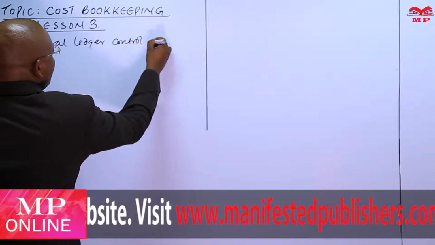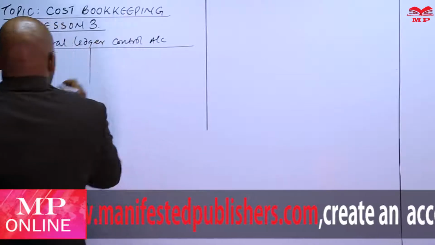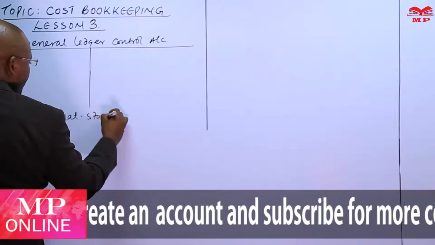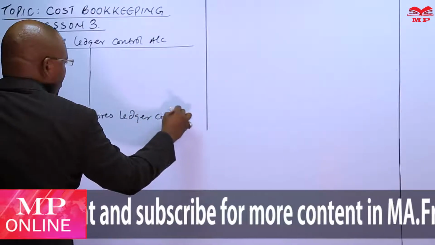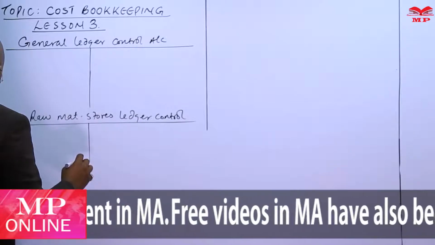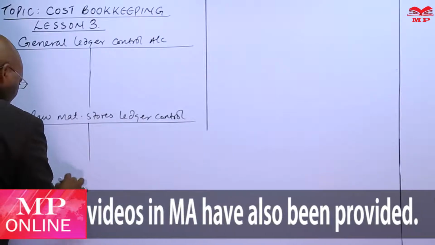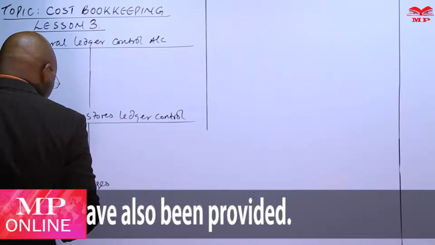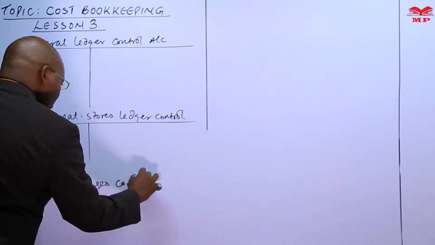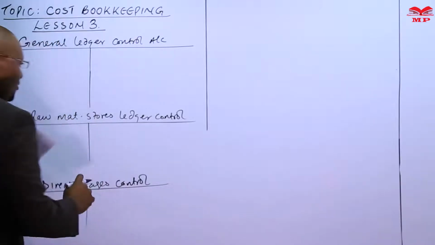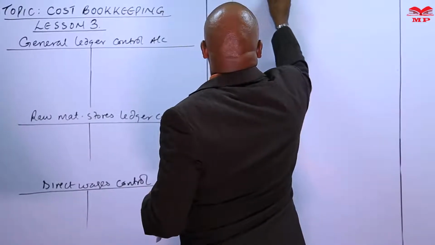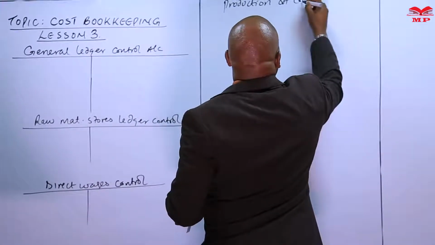So you can have here the general ledger control account. We have the raw material stores ledger control account. We have the direct wages control account, although this one we do not have a lot of it. We have others like the production overheads control account.